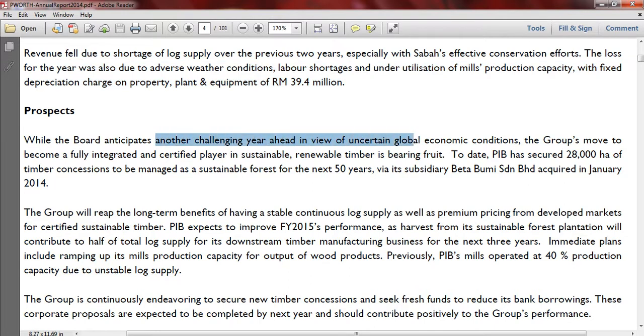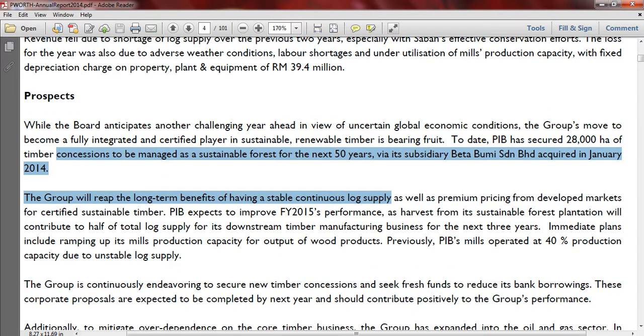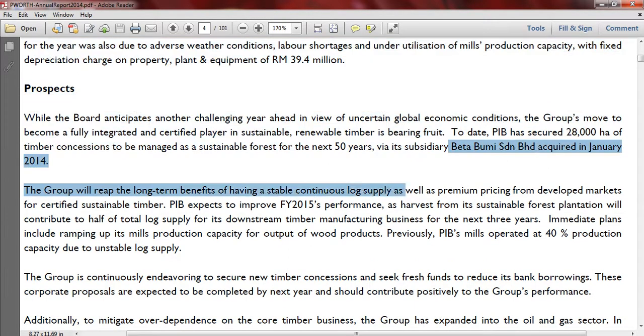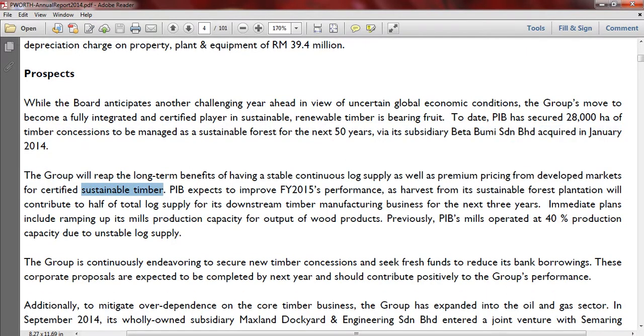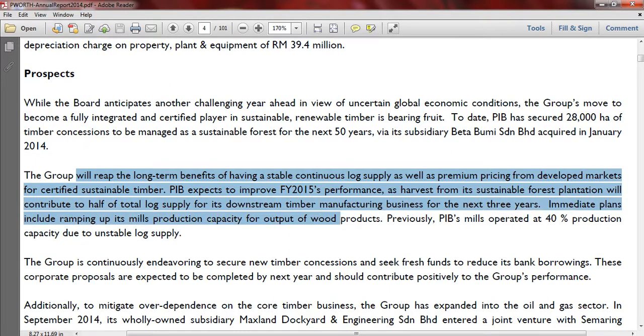Prospect. So the group moved to become a fully integrated and certified player in sustainable renewable timber. January 2014. The group will reap the long-term benefit of having a stable, continuous log supply, as well as premium pricing from the markets for certified sustainable timber.